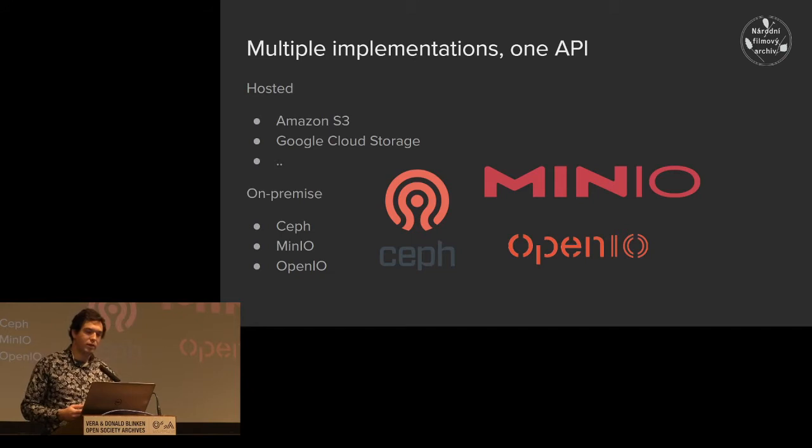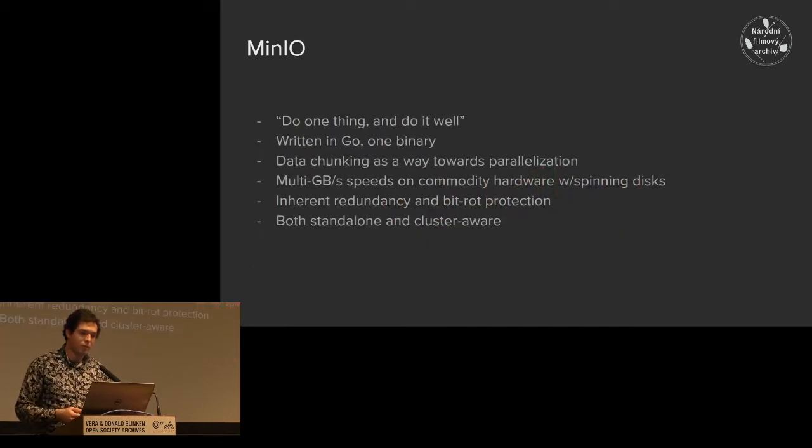Fortunately, they are not just proprietarily hosted, so-called cloud-based solutions, but open source implementations exist which anybody can run on their own. They differ in robustness, scalability, and complexity. In Národní filmový archiv, we implemented one of them called MinIO. So what's MinIO? It's an S3 storage server built with simplicity in mind. It follows the Unix philosophy of do one thing and do it well, given the fact that it's written in the Go language, which was originally co-invented by one of the Unix pioneers, and the source code compiles into one sole binary.